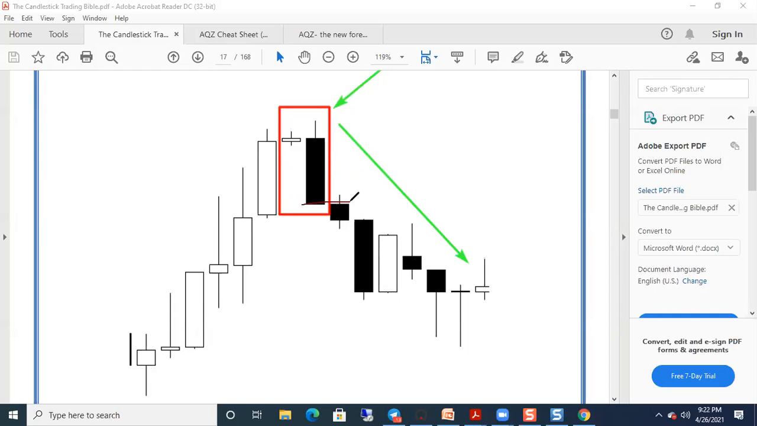You enter upon the close of the bearish engulfing, that is the engulfer, or you wait for price to pull back to the tip of the engulfed candle, and then you take your sell. That is one candlestick pattern.